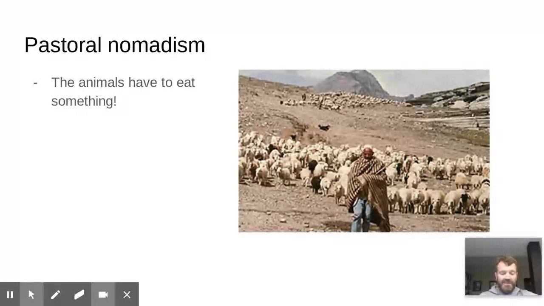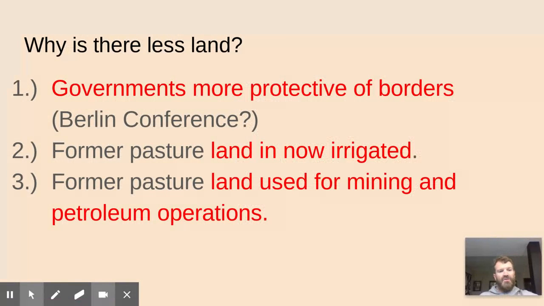Well, if that land is no longer green the following year because of desertification, now we got a problem. Those animals don't have anything to eat. They have to go to places where there are things for them to eat. Why is there less land? There's actually less land than there used to be for numerous reasons. Governments have placed protective borders.